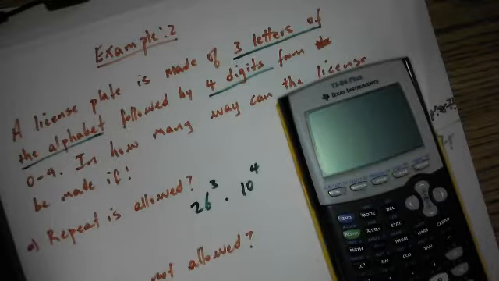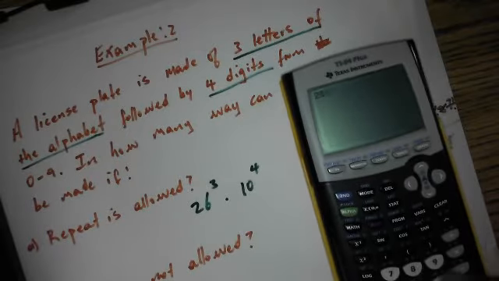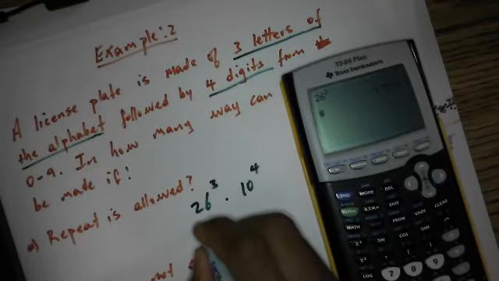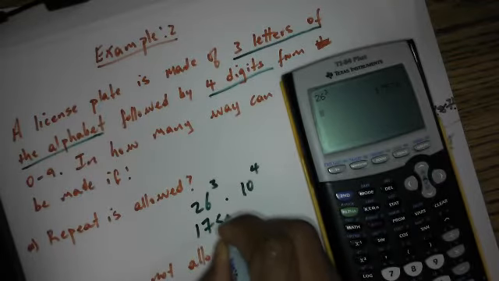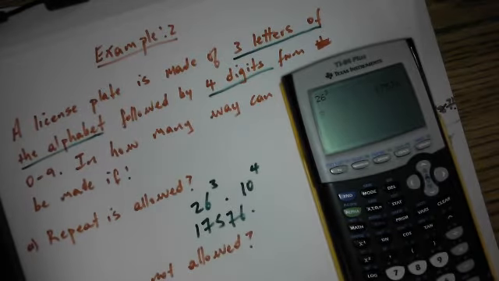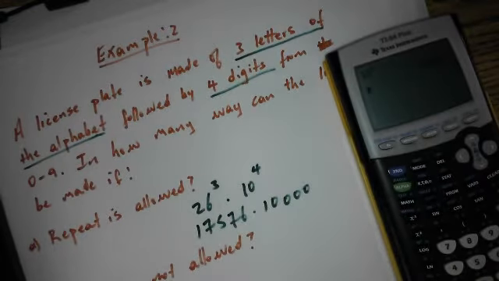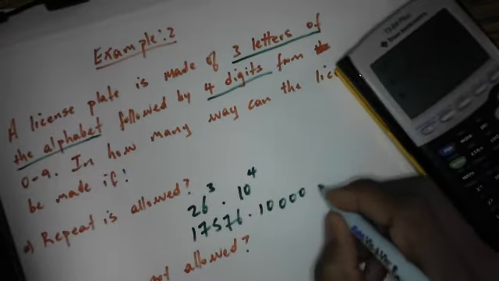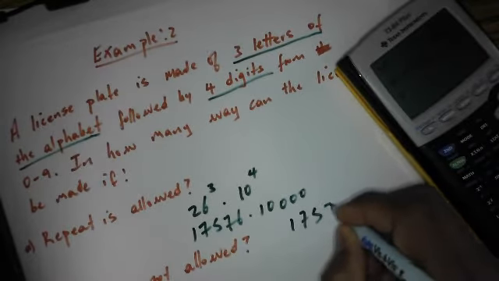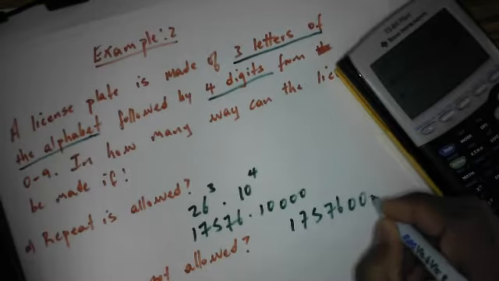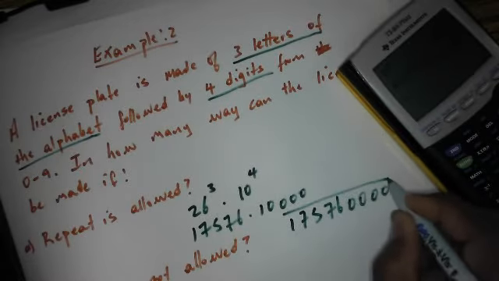Or you could go ahead and calculate an actual number. So 26 raised to the 3 would give you 17,576 times 10 raised to the 4, that is 10,000. So 10,000 times 17,576, and that would equal, our final answer would be 175,760,000, and this would be your final answer here.